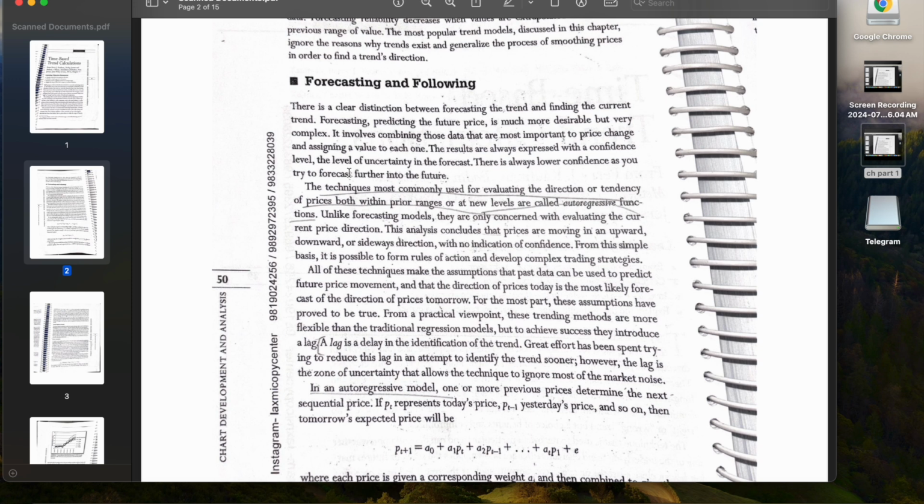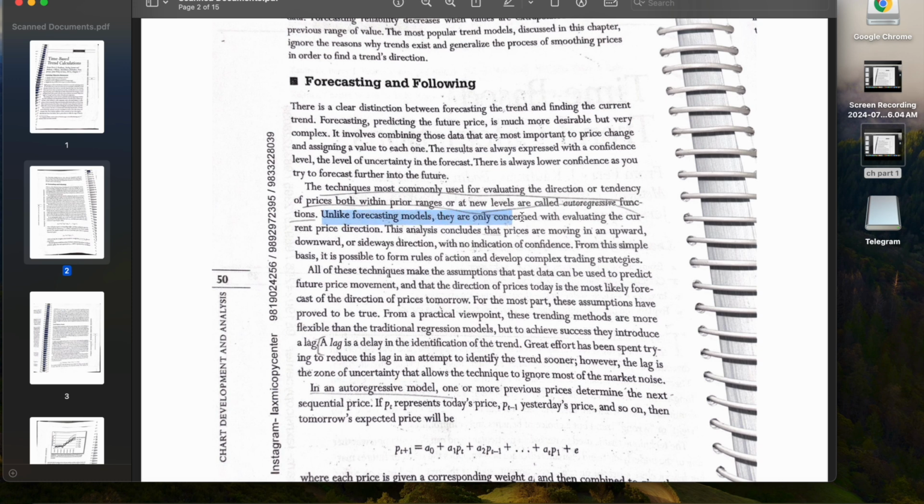Nobody can really 100% predict it, which is why we always say that trading is a game of probability. So the results are always expressed with a confidence level and the level of uncertainty in the forecast. There is always a lower confidence as you try to forecast further into the future. So the techniques which are most commonly used for evaluating the direction or the prices are known as autoregressive functions.